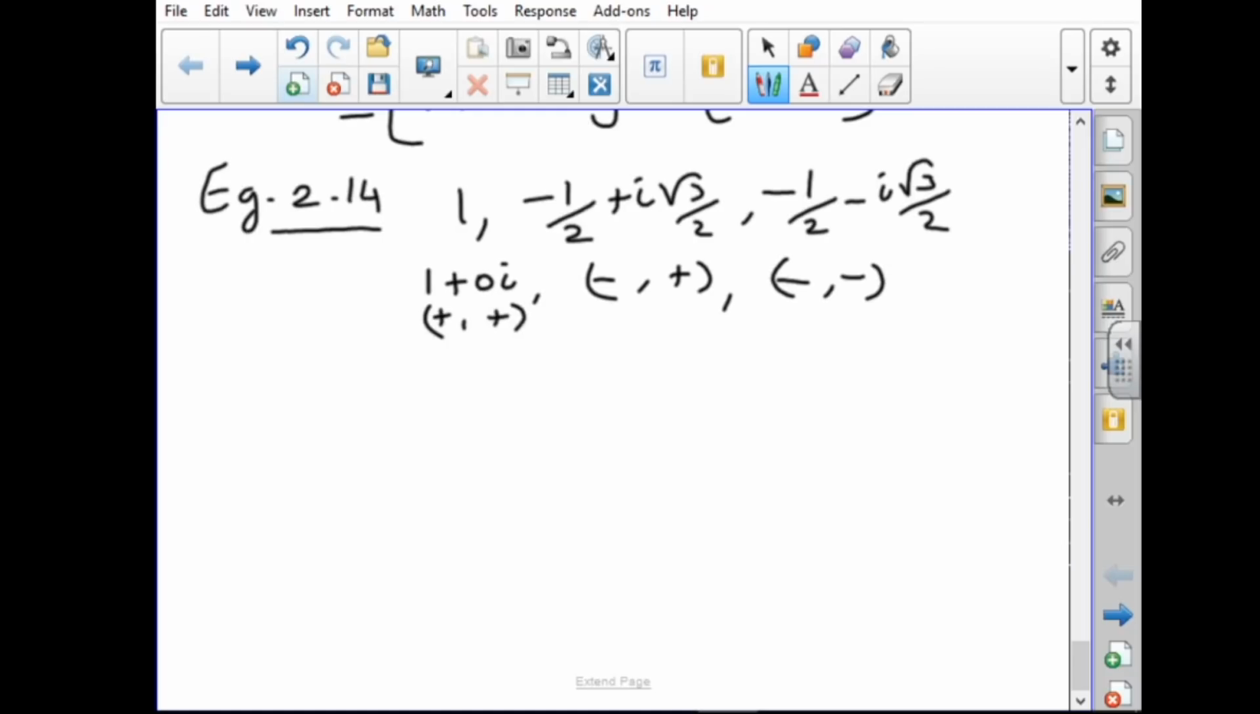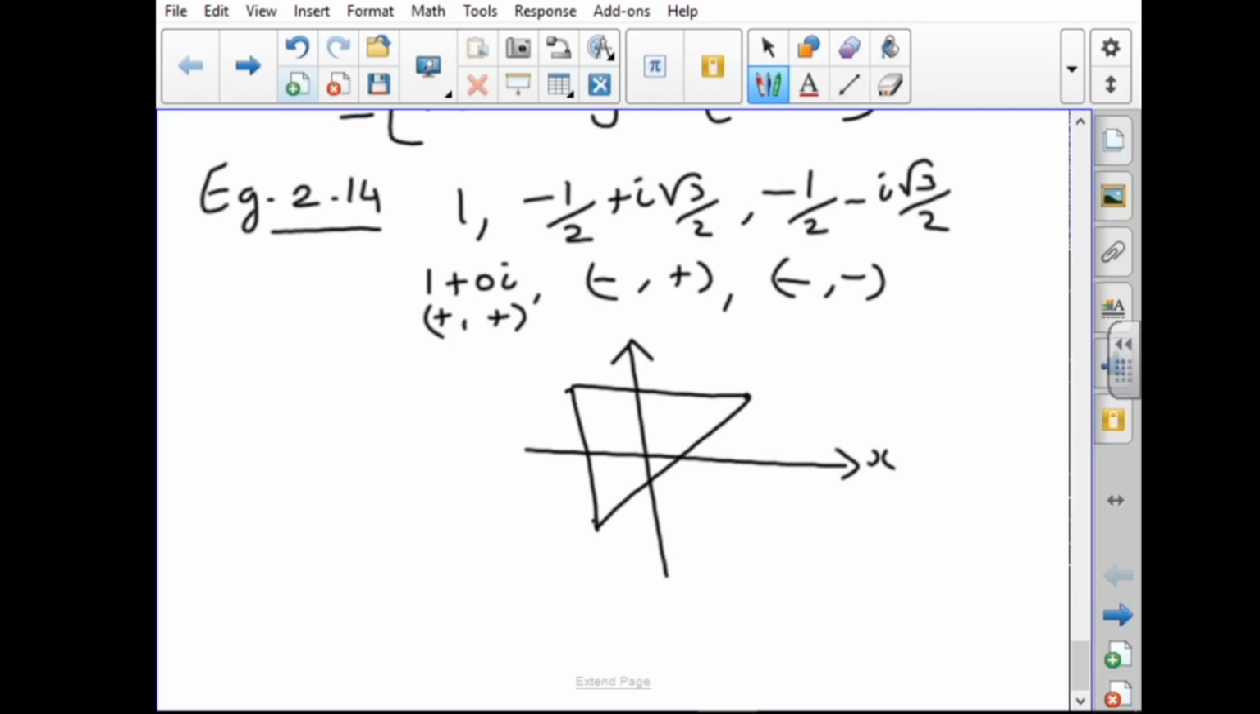You can draw a rough diagram. We know that the x axis is the real axis and the y axis is the imaginary axis. Therefore, plus comma plus, take it here approximately. Then minus comma plus will be somewhere here, and minus comma minus will be here. So we get a triangle. If you take these as A, B and C, then we have to find the distances AB, BC and CA.